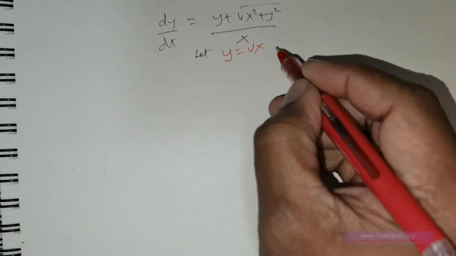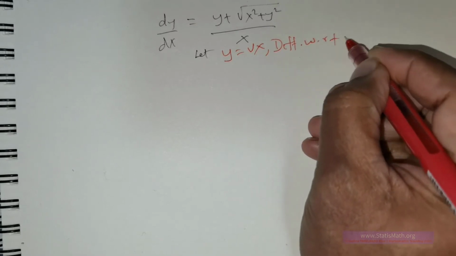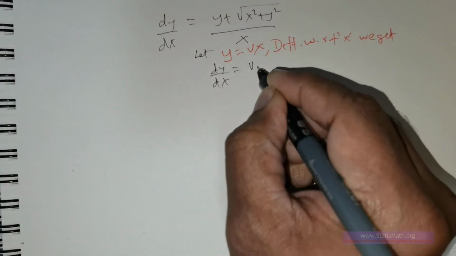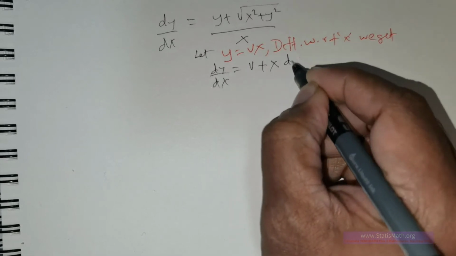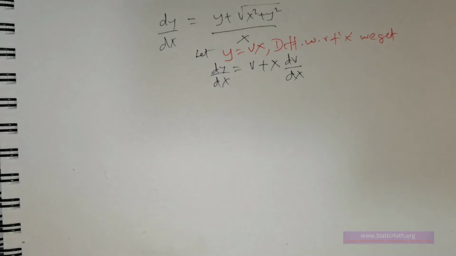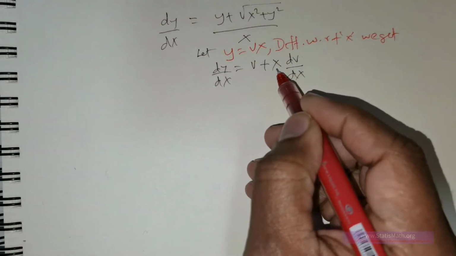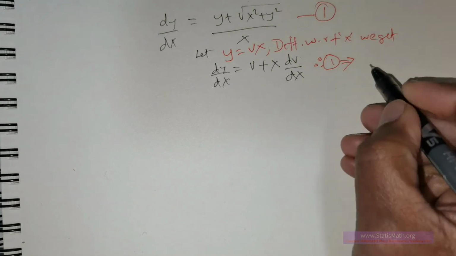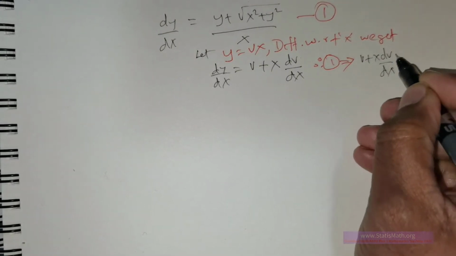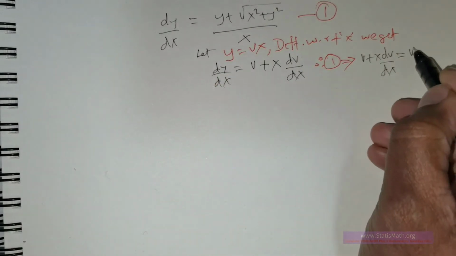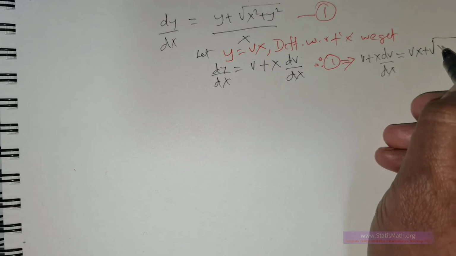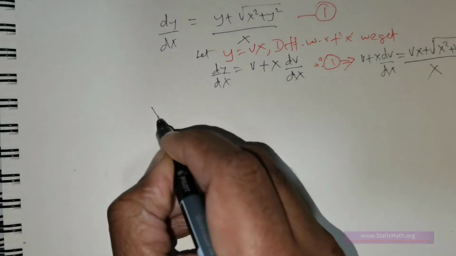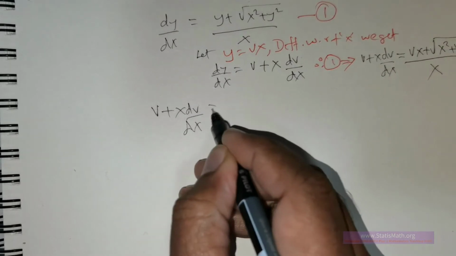Since this is a homogeneous differential equation, I will make the substitution y = vx, and differentiating with respect to x, we get dy/dx = v times the derivative of x plus x times the derivative of v, which is dv/dx. So in place of dy/dx I use v + x dv/dx. Therefore v + x dv/dx equals, in place of y you substitute vx, plus √(x² + v²x²), divided by x.